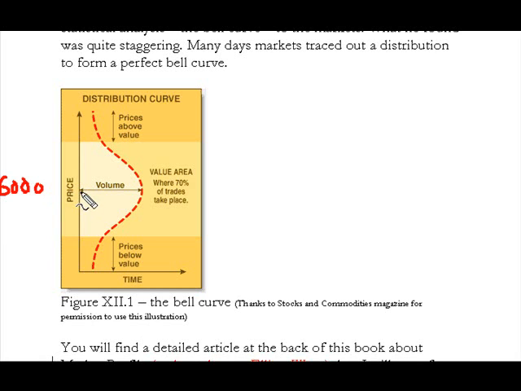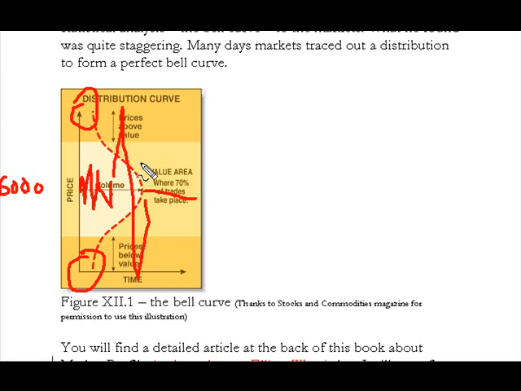Okay, so most of the day's action may have been like this, bouncing around that level, so that the highest volume would have been at 6,000 in that case. But during the course of the day, the market does blip up to here, and then it blips down to there, and what you get is a bell curve with very little action at these levels and lots of action at these levels.